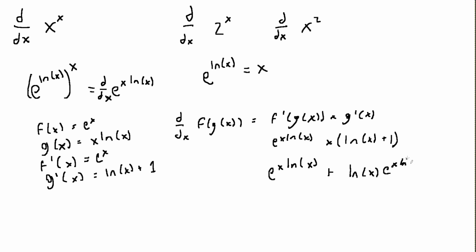If we want to simplify even further, which is not necessary, we can remember that e to the x ln x, let me draw that clearly, equals x to the x. That was our initial trick. And so we can go back to our x to the x here and get x to the x plus x to the x ln of x. And that's our final answer.